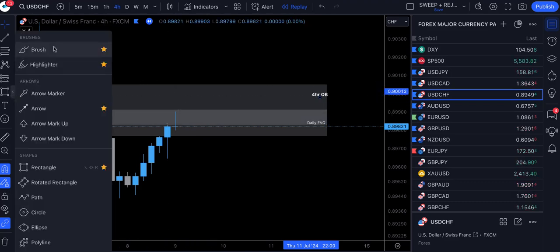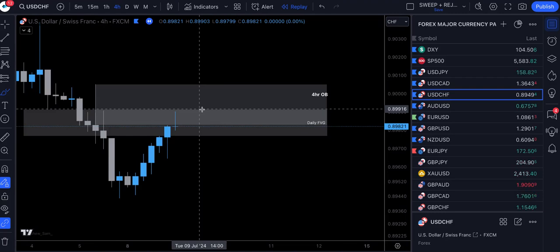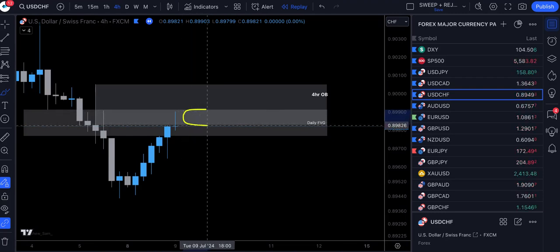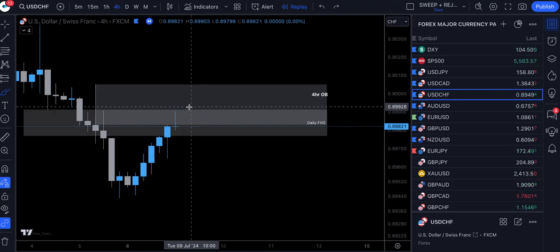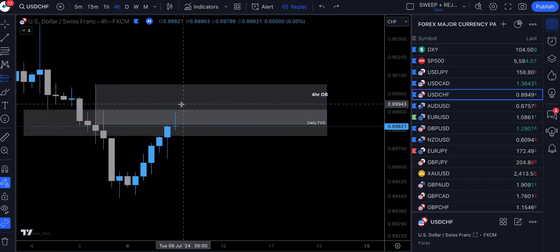You can see you've got a convergence of our daily fair value gap within the 4-hour order block. So this sort of shaded lighter region is the intersection of the fair value gap and order block. Therefore, this is the confluence area where we're looking at shorting off of. Okay, so our order went in the market here.